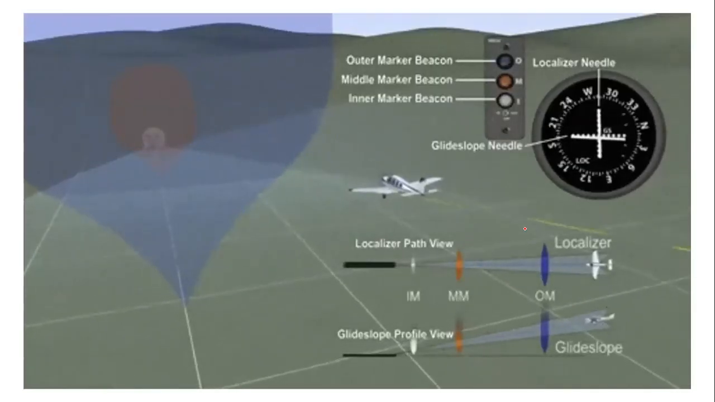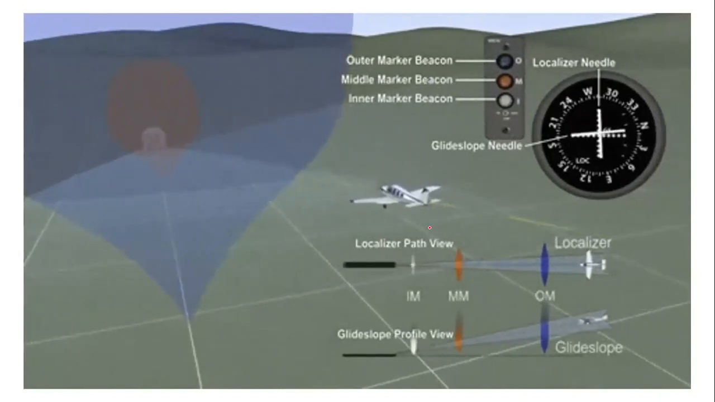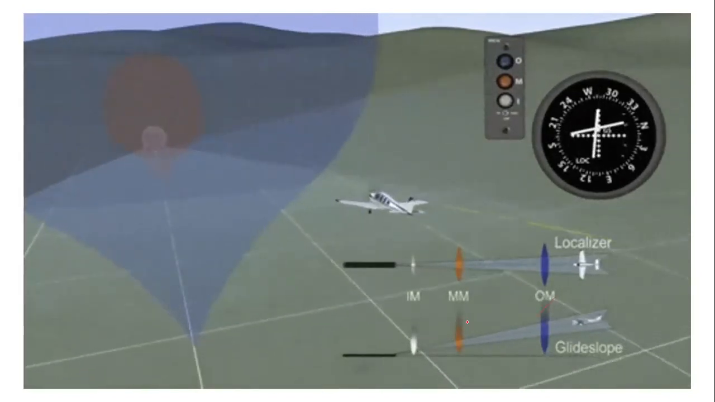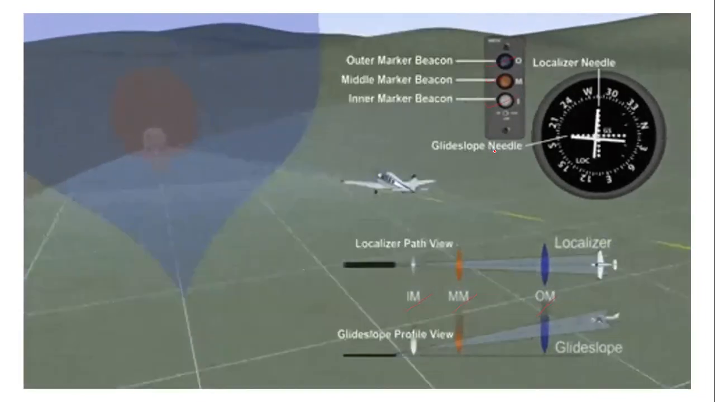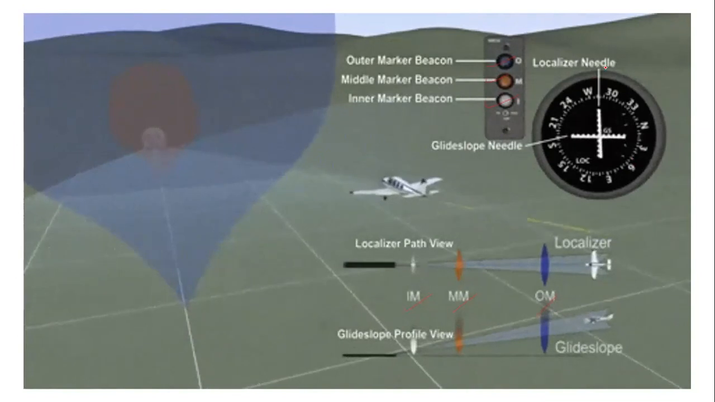You can see here the video giving you an idea of how the aircraft will be coming in. These are our markers: outer marker, middle marker, inner marker. These are the lights which are indicating you. These are the marker beacons passing in. And you can also see the CDI here.